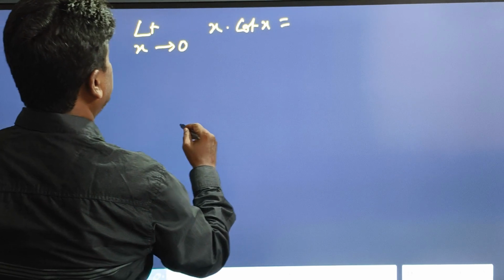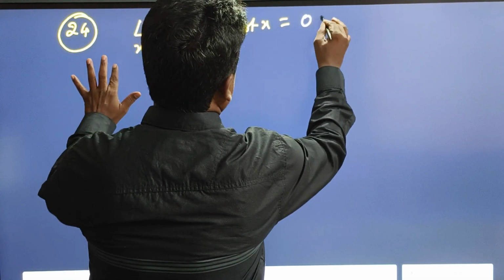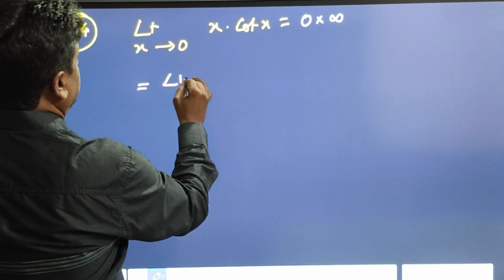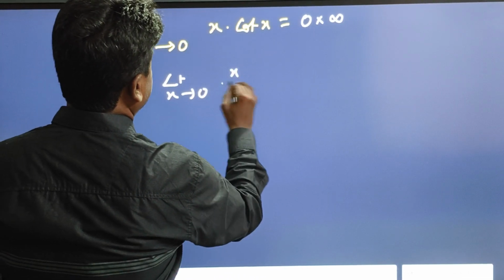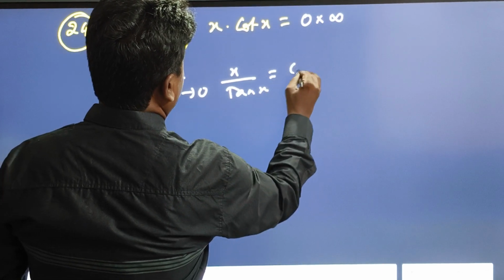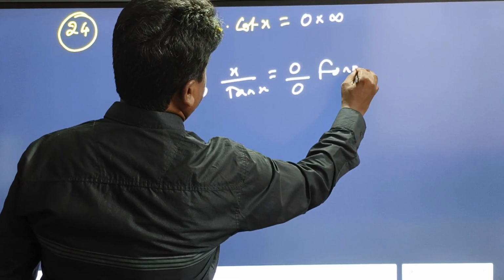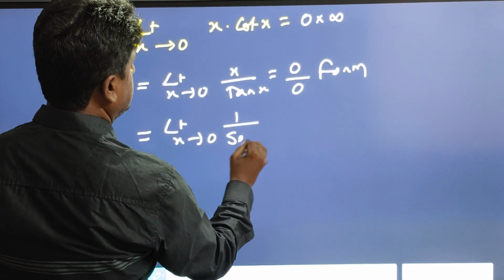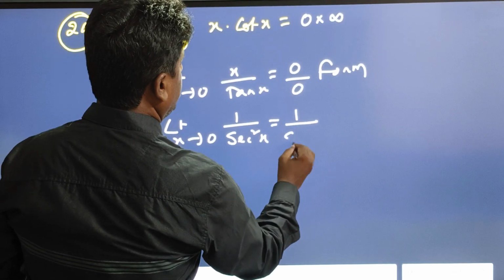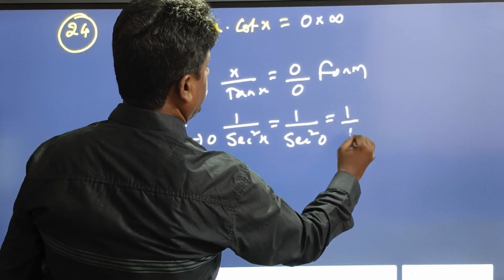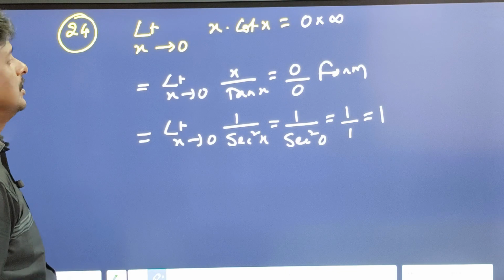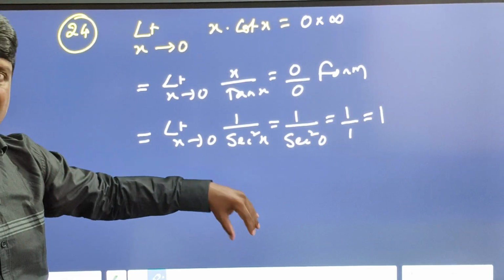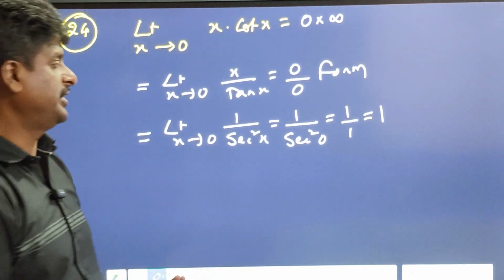Next, limit x tends to 0, x cot x. X is 0, cot 0 is infinity. 0 into infinity form. That's why limit x tends to 0, x by tan x. Now converted to 0 by 0 form. In case of 0 by 0, limit x tends to 0, 1 by secant square x, 1 by secant square 0, 1 by 1 is 1. Simple question. 0 into infinity form can be converted to either 0 by 0 or infinity by infinity form.